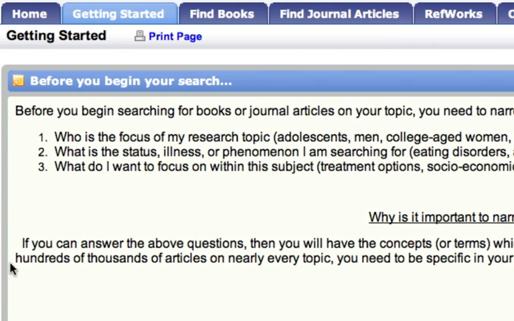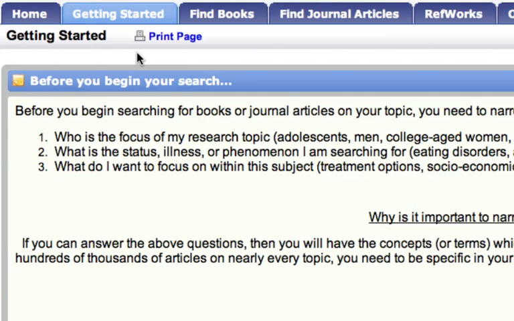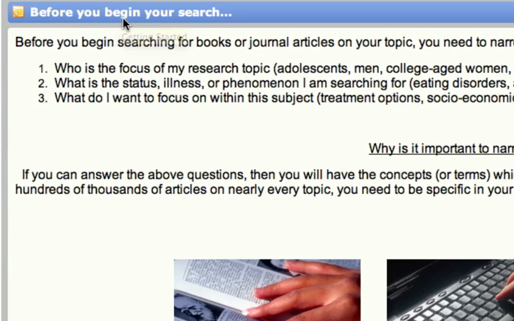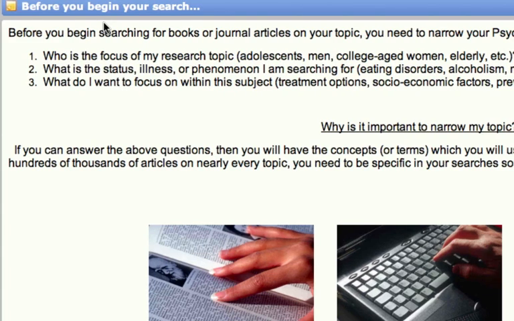If you go to the Getting Started tab up here on the left, I walk you through what you need to know and ask yourself about your research topic before you start doing the searches in the library's database. You'll see I have a few questions or prompts that will help you narrow down your ideas, because what we're really trying to do is get the concepts and the terms that we need to have defined for the database.